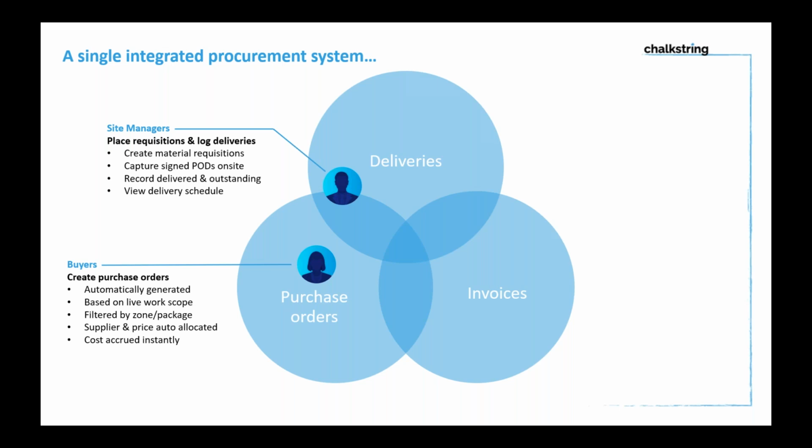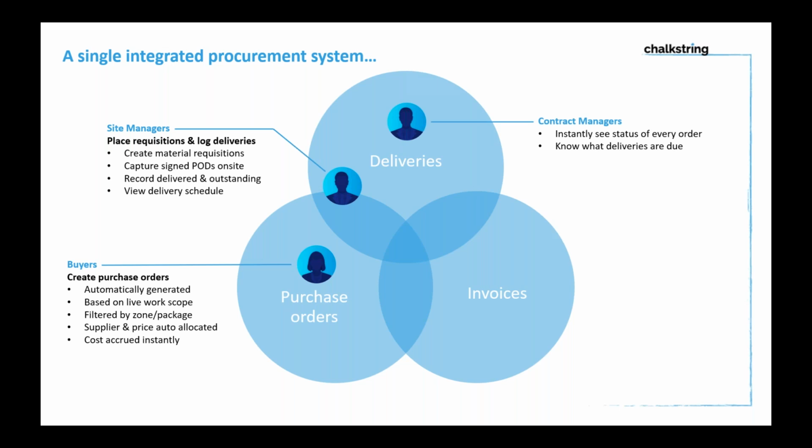And of course, anytime they can view their delivery schedule, so they know the outstanding materials that are due to come to site, who they are coming from, what the materials are, what the quantities are, and where they need to deliver them to on site to avoid double handling. So it's a clear picture of the outstanding deliveries due to site. And generally, the site manager has quite an important part to play there.